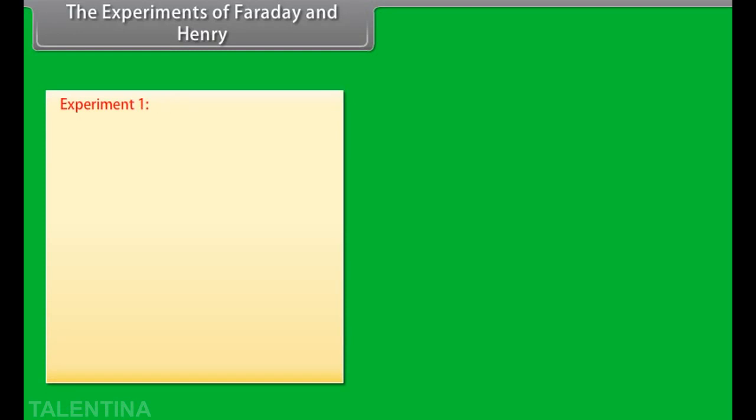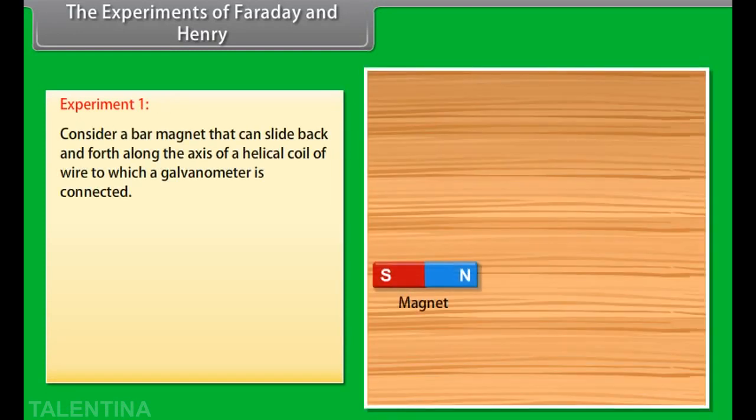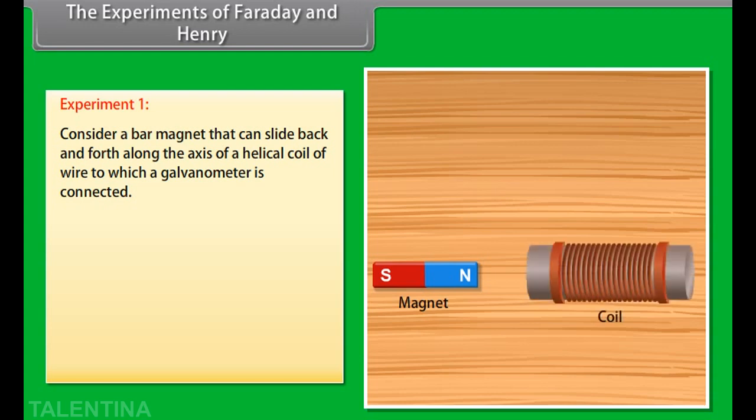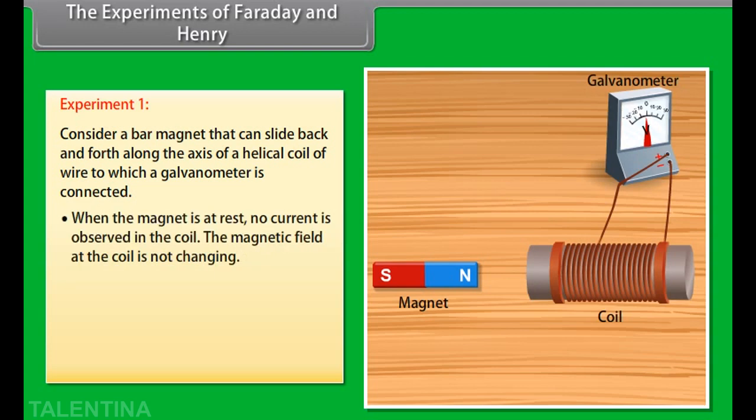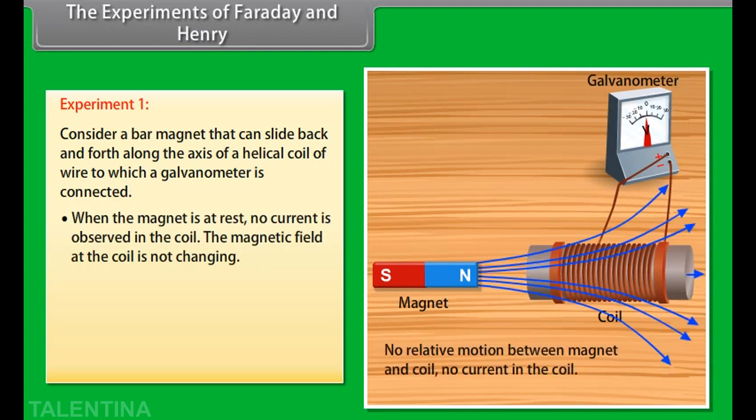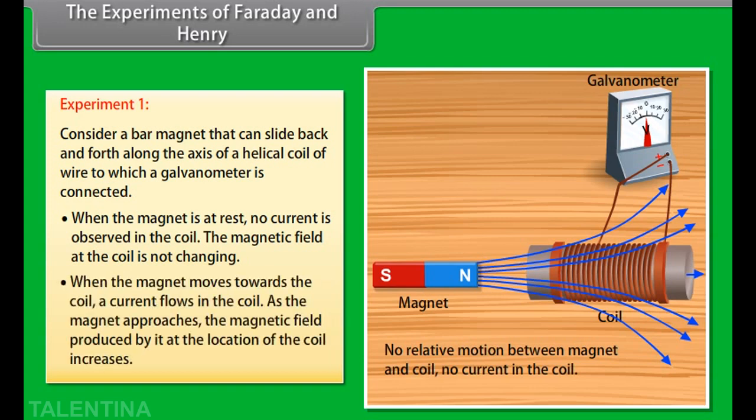Experiment 1. Consider a bar magnet that can slide back and forth along the axis of a helical coil of wire to which a galvanometer is connected. When the magnet is at rest, no current is observed in the coil. The magnetic field at the coil is not changing. When the magnet moves towards the coil, a current flows in the coil.